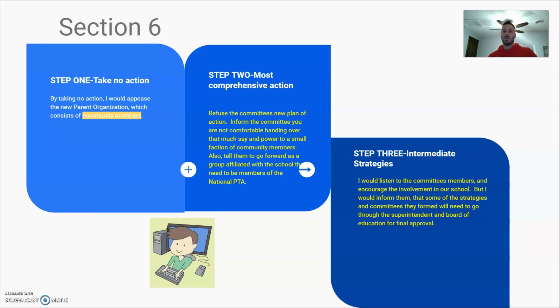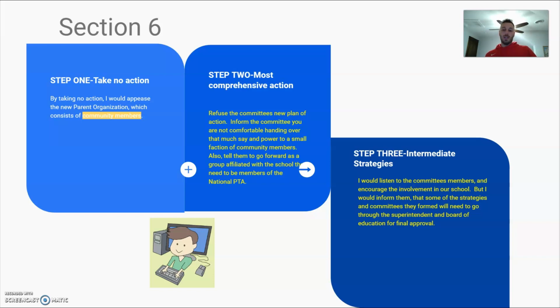I could refuse the committee's new plan of action, inform the committee that I am not comfortable handing over that much say and power to a small faction of the community members. Also, I could tell them to go forward as a group affiliated with the school. They need to be members of the National PTA. So I think by doing this, I could rub people the wrong way, but I think this could be a safe action for me as far as legality of what that organization is wanting to do.